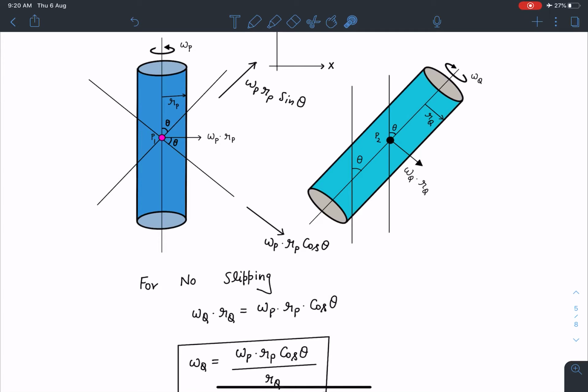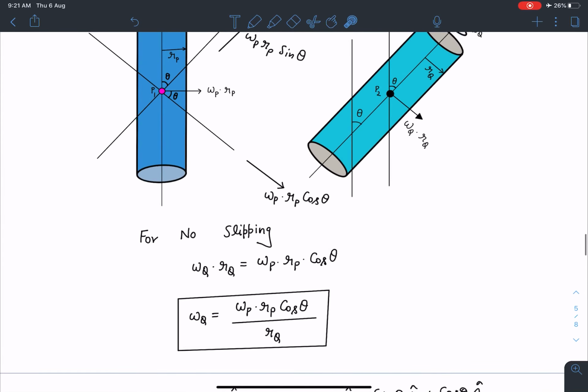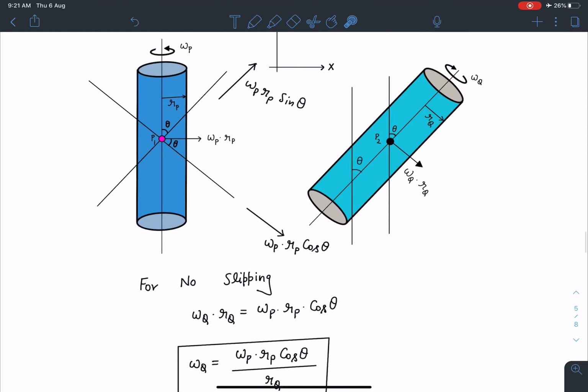So soon one point will come when this component and this component become equal. This is the moment when slipping will stop, or there will not be any slipping between cylinder P and cylinder Q. So for no slipping, I can just say omega q rq is going to be equal to omega p rp cos theta. So I know the value of omega q, which is omega p rp cos theta by rq. All right, now I have to find the direction of it. I can easily say that this direction is going to be along the axis.